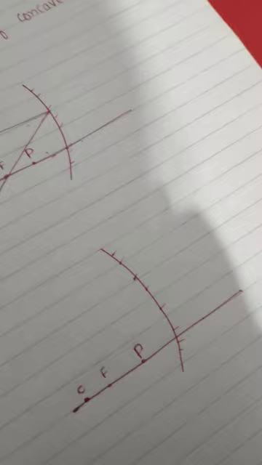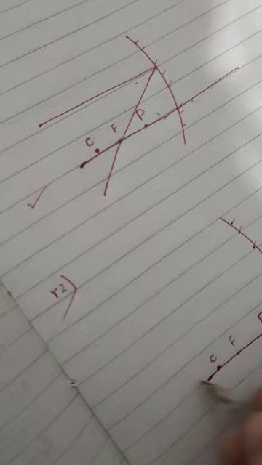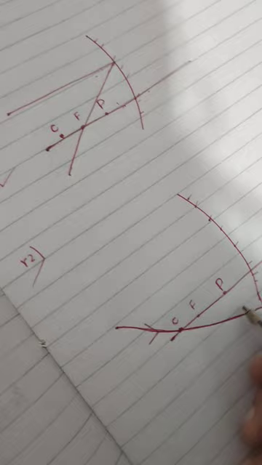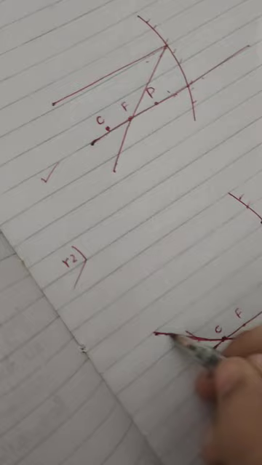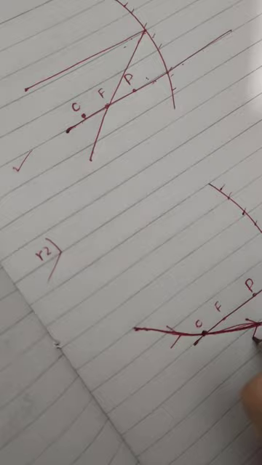What is the second rule telling you about? The ray of light passing through the center of curvature like this. This is the center, right? The light is passing through the center and reflected back along the same line, the same path. So the light ray is coming, passing through the center of curvature, and then reflecting back along the same path. This is called the second rule.